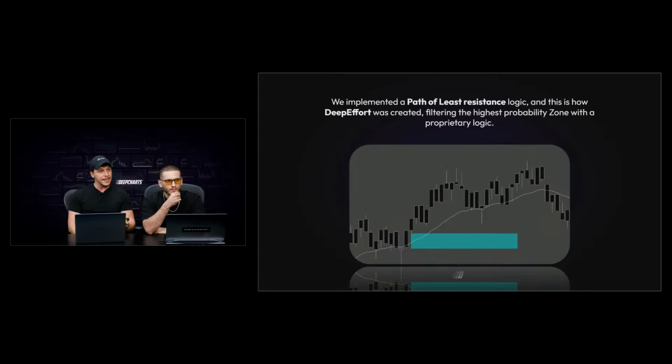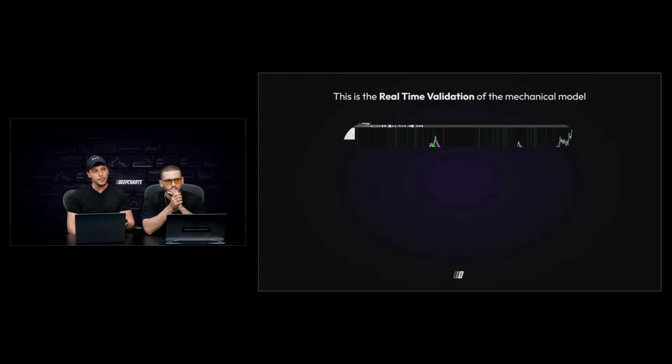Here we go on Nasdaq Deep Effort model. This is another model that I built side by side with Antonio, and is based on path of least resistance. I cannot go into details on what technology we use for this, but what you can see is that it's filtering all the noise and is giving you just areas with a high probability.